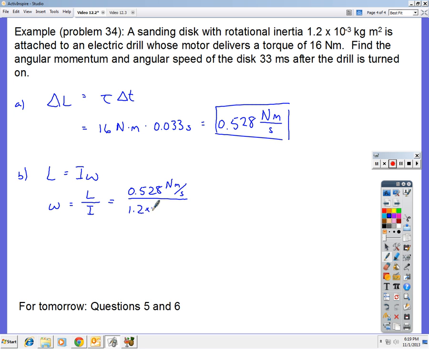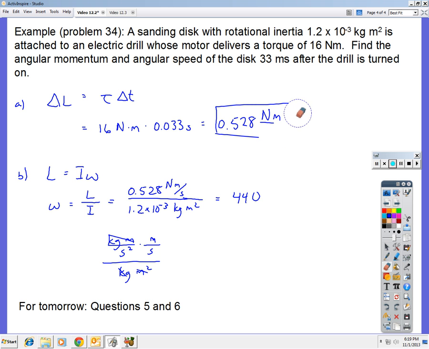And I is 1.2 times 10 to the minus 3 kilogram meters squared. And it works out to be 440. And this is fairly complicated units. Remember, a Newton is a kilogram meter per second squared, times meters per second, all divided by kilogram meters squared. Oh wait, hold on, it's not Newton meters per second.